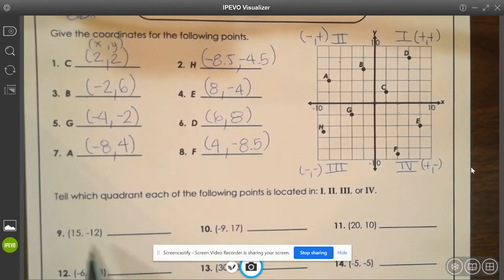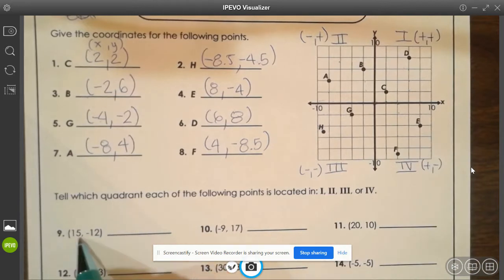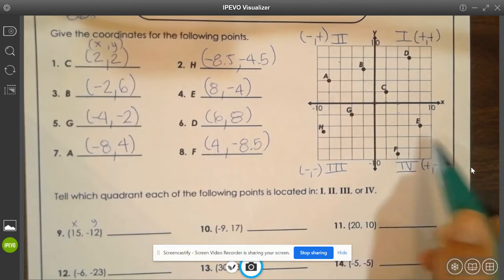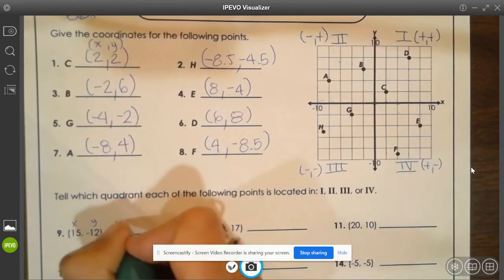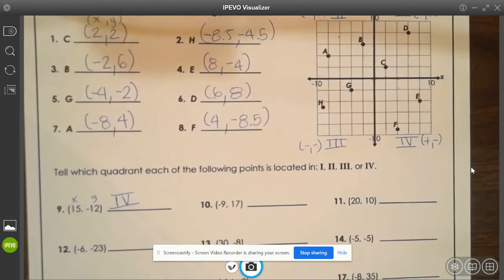So number 9, it says 15 positive and then 12 is negative. So do we really need to find the point? No. Just notice the sign of each of the numbers. If this is X and this is Y, then X is positive. In what quadrant is X positive and Y negative? All right, X is positive and Y is negative in quadrant 4. So this is quadrant 4. Notice that I didn't even have to look for the point.